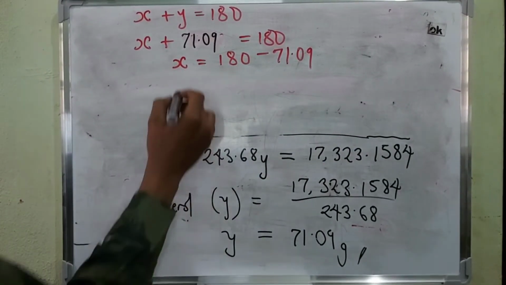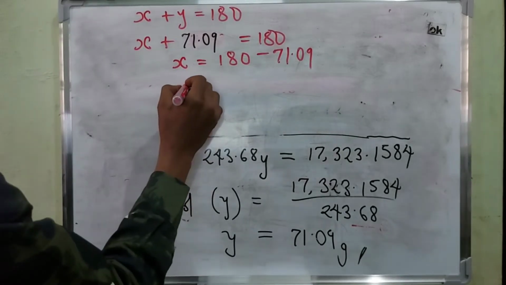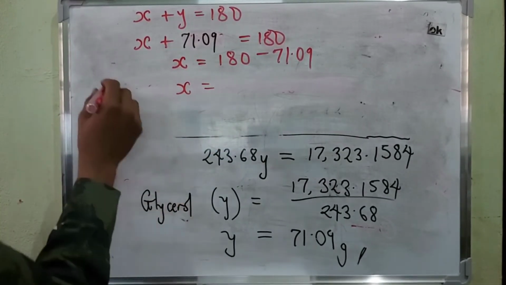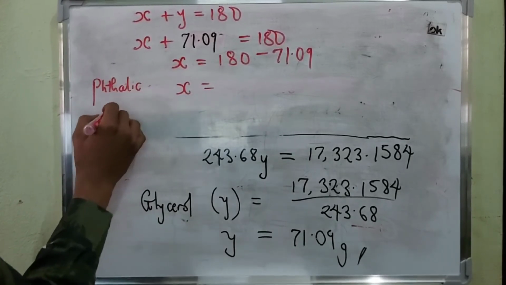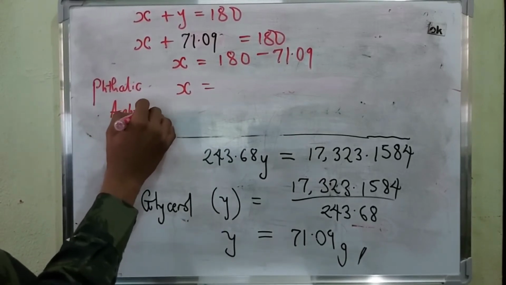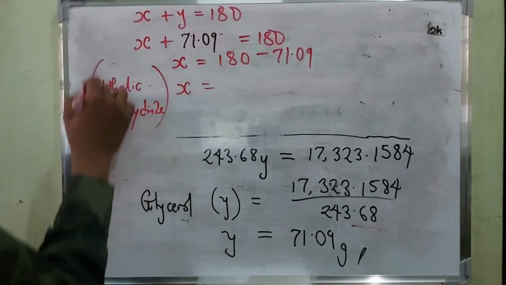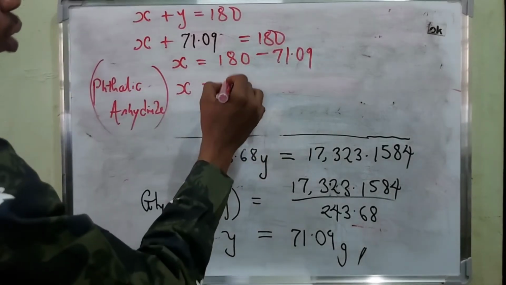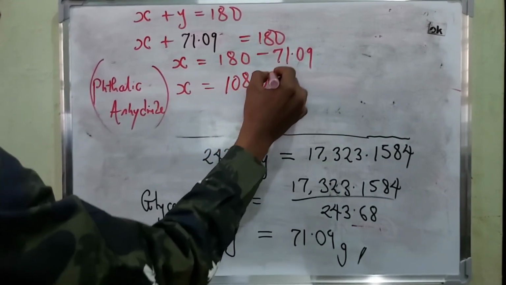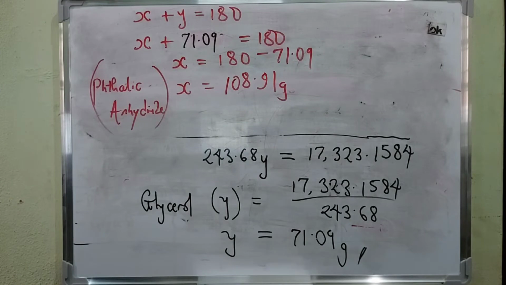So we're going to have our mass in gram of the phthalic anhydride, that's the benzene 1,2-dicarboxylic acid, that we would be needing for the measurement. So 180 minus 71.09 will be 108.91 gram. So guys, this is how you get to know the actual weight in grams of the ingredients for the Alkyd resin synthesis.